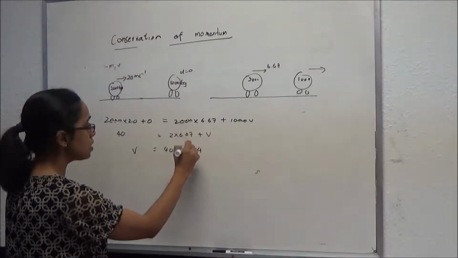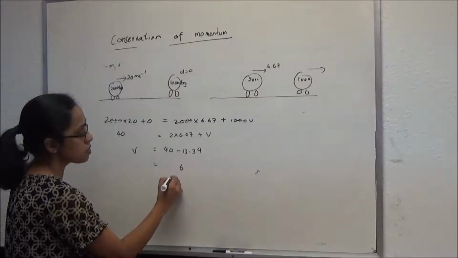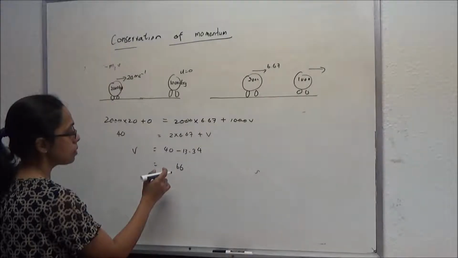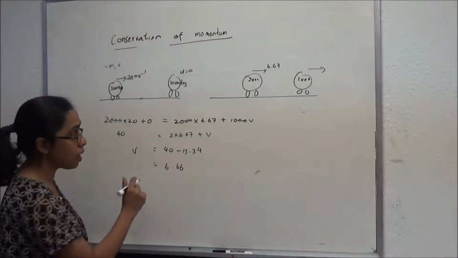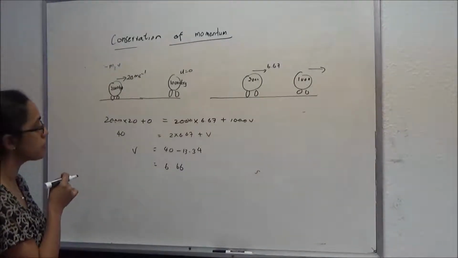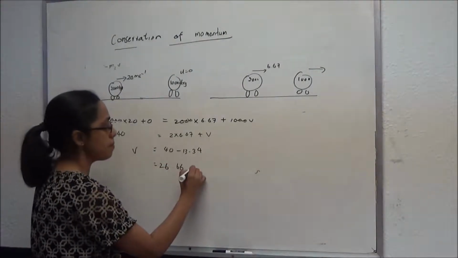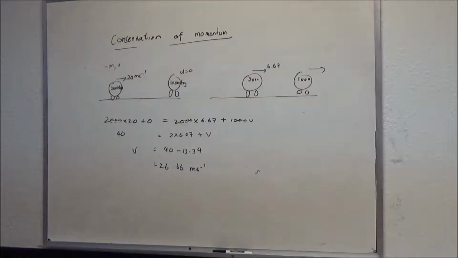2 into 4 is 14, 13, 13.34. So it should be 6, 6. I hope I'm correct. And this will be 6. Negative 667. It is not negative 667, is it? No. Can you check that please, because that's very important. So it should be 26 plus 66 ms minus 1. Did you get it? Yeah, I messed up the first time.